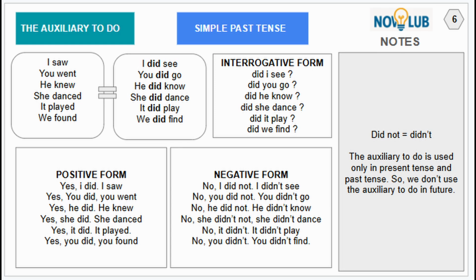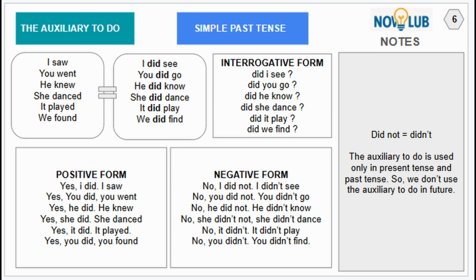Negatively, no, I did not. Did not is the same as didn't. No, I did not, I didn't see. No, you did not, you didn't go. And so on. No, he did not, he didn't know. No, she did not, she didn't dance. No, it didn't play. No, you didn't find. So we said that did not means didn't.